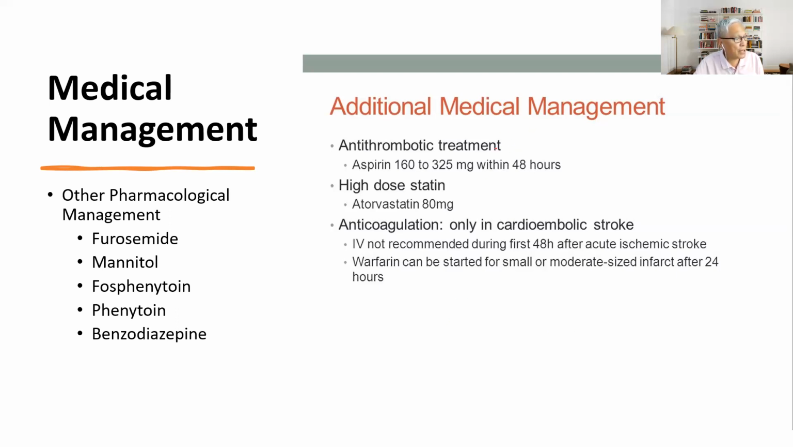Now, the additional medical management: you remember I said aspirin, if used, has to be given in small doses, 160 to 325, not going to be BID. And atorvastatin, a high-dose statin, usually is given because if there is a thrombus that's growing and growing, we want to make sure that we are going to prevent further occlusions from happening.